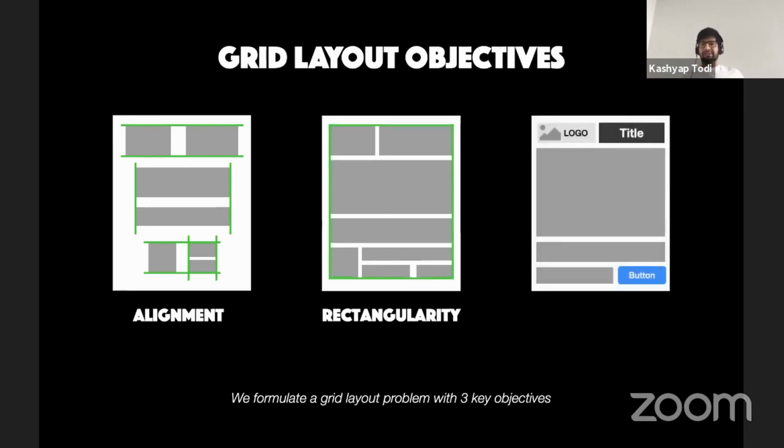And finally, since we're talking about pages with semantics, there's also the problem of placing elements at preferred locations. For example, if you have a website with a logo and a title, you would ideally want them to be somewhere near the top of the page. And if it's got something like a confirm button, you would want this to be towards the bottom of the page. So we also consider how a designer would place objects at the preferred locations. And using this, basically, we formulate a grid layout problem, which can then be solved by an automatic approach such as integer programming.